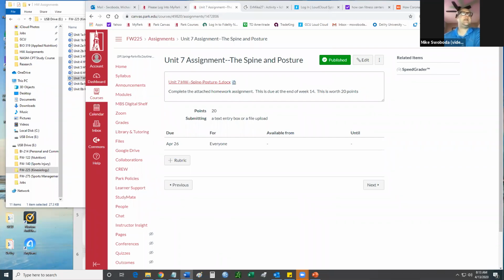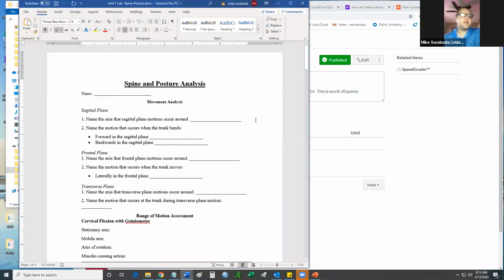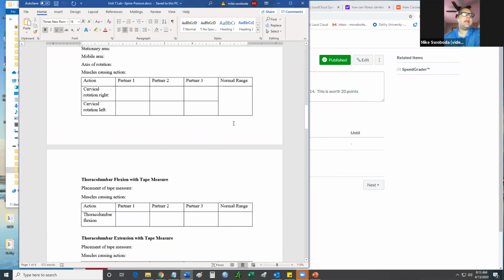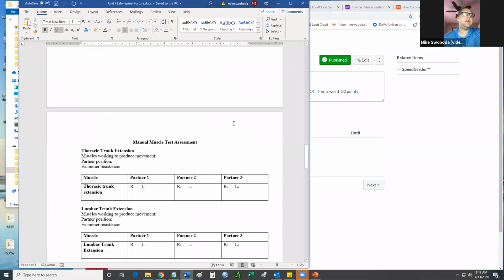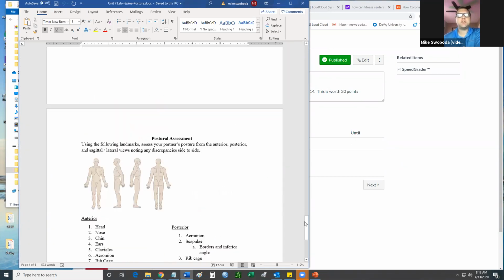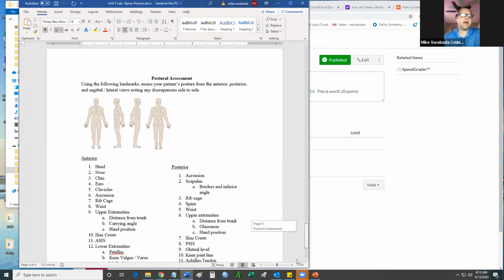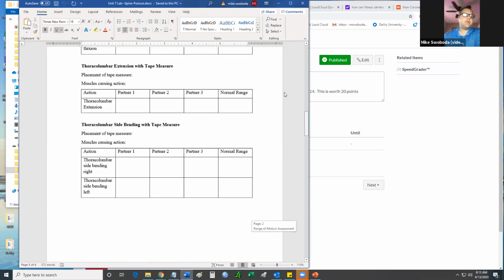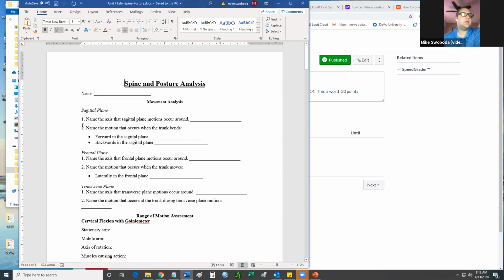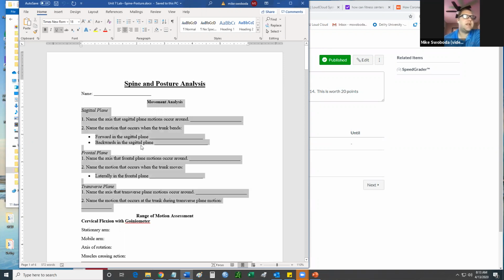And then last thing here is the spine and postural analysis lab. And I've already gotten rid of all the questions that had to do with like an inclinometer or anything like that. I'll be going over this a lot more with you, so we'll go over all the different parts here. But this will be what will be due for you is going to be the movement analysis. You'll need to be able to answer all of those.